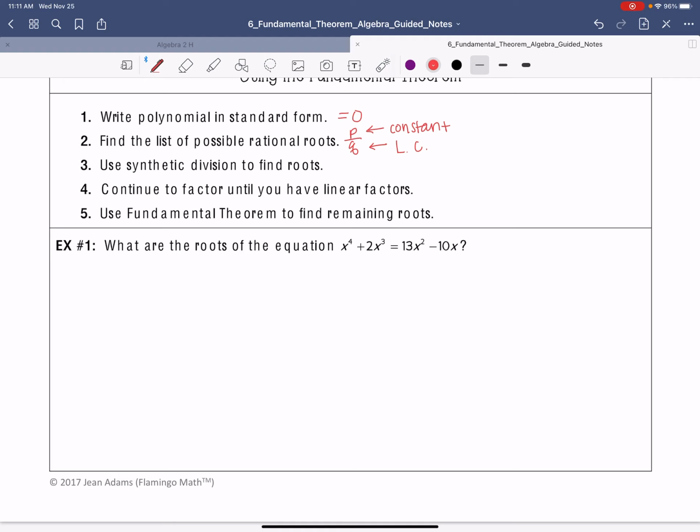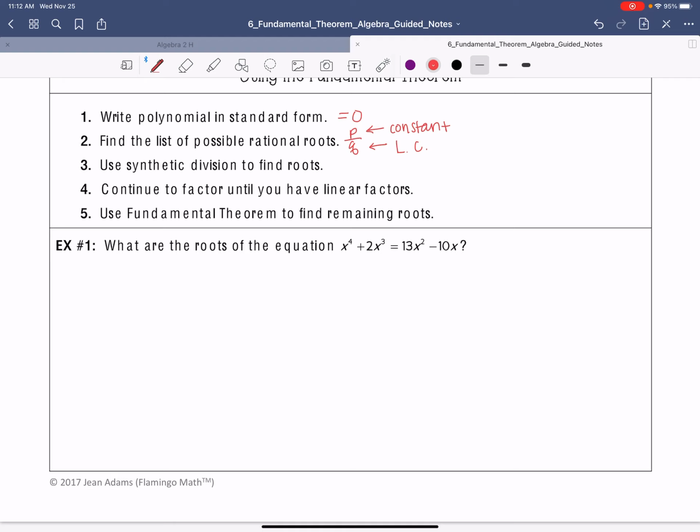Then we're going to use synthetic division to find the roots. It's kind of guess and check. Synthetically divide until I get a remainder of 0. Once I find that remainder of 0, then I have found a zero of the function. We're going to continue to factor until we have linear factors, and then we'll use the fundamental theorem to find the remaining roots. Then we will solve them.